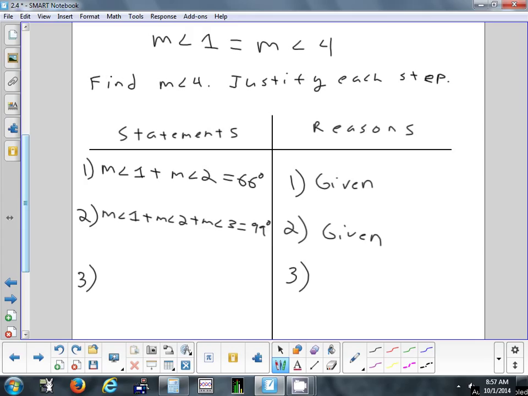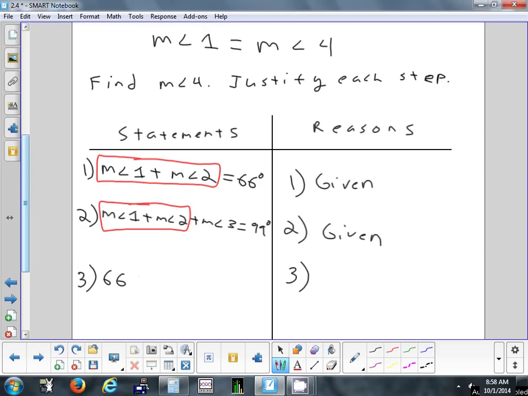Anyone see where we're kind of going with this? Yep. The measure of angle 3. We're going to know the measure of angle 3 pretty soon. So the question is, step 3 is going to be the equation that would give me the measure of angle 3. So which property could I use? Connor? Substitution. Perfect. Substitution. You have the measure of angle 1 plus the measure of angle 2. We have the measure of angle 1 plus the measure of angle 2 right there. We're going to change what's in the red box in step 2 to 66. Okay, that's substitution.